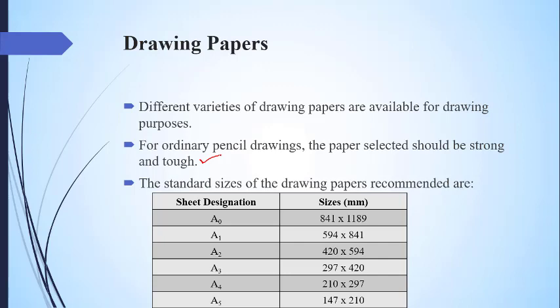The standard sizes of drawing papers recommended are A0, whose size in millimeters is 841 by 1189. That means the width is 841, so the length would be 1189 millimeters. So A0, A1, A2, A3, A4 and A5 are different sheets that are used for drawing purposes.